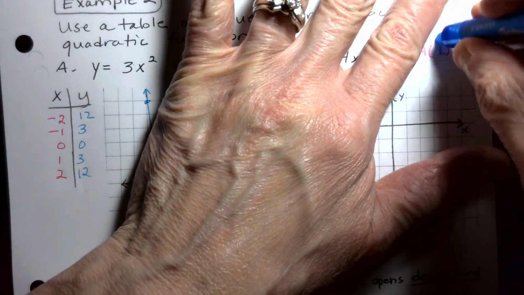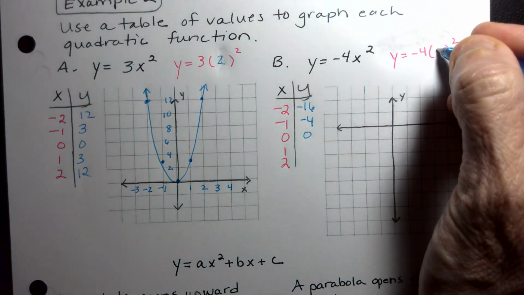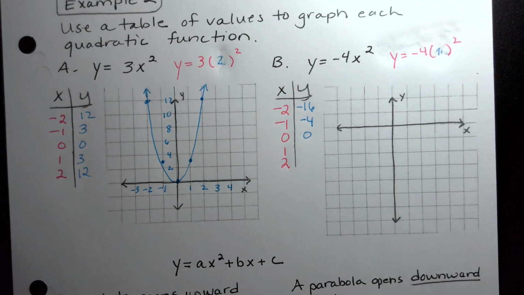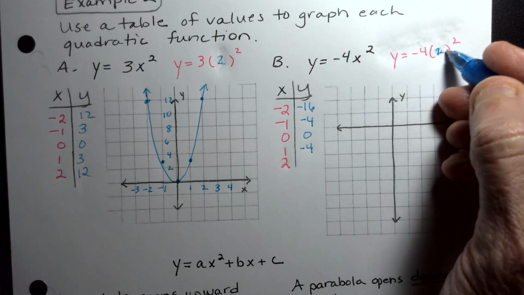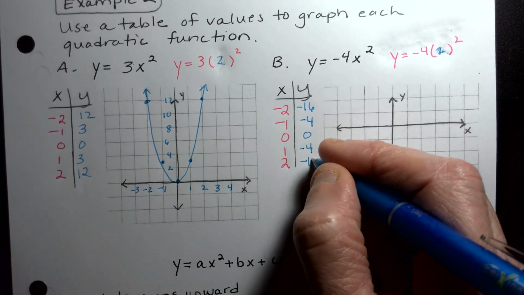Put a 1 in there. 1 squared is 1 times negative 4 is negative 4. You see the pattern. Put a 2 in there. 2 squared is 4 times negative 4 is negative 16.